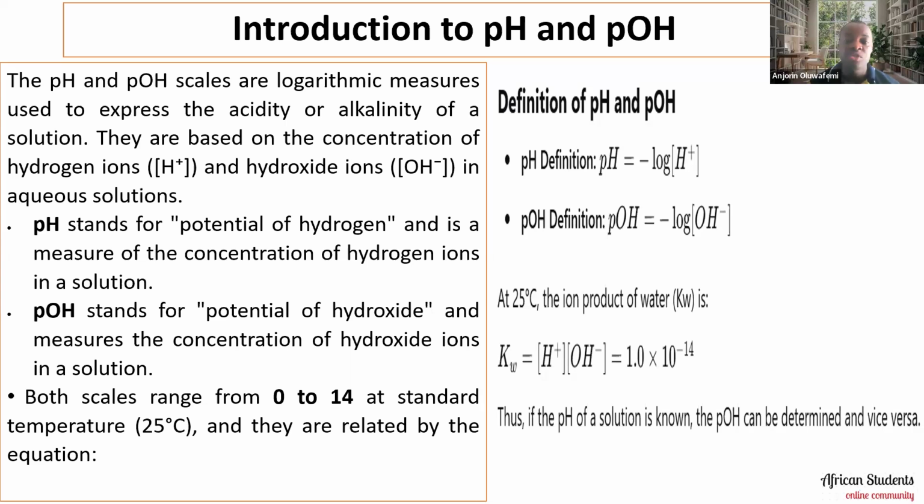Now, at 25 degrees Celsius, the ion product of water, which we refer to as Kw, will be equal to the hydrogen ion concentration multiplied by the what? The hydroxide ion concentration. And that would be equal to what? 1.0 times 10 raised to power minus 14. Therefore, if the pH of a solution is known, the pOH can be determined and vice versa, as the case may be. Okay. All right. So please take note of this relationship, this formula. Very important. We are going to use it more as we go along in the slide.